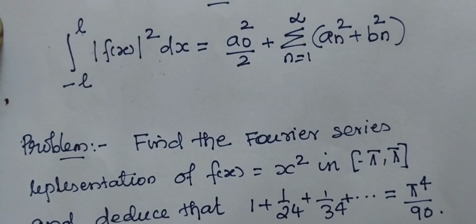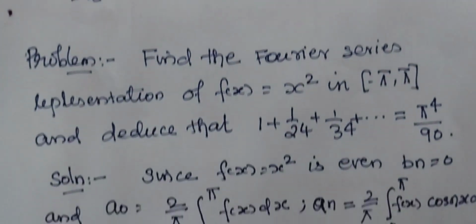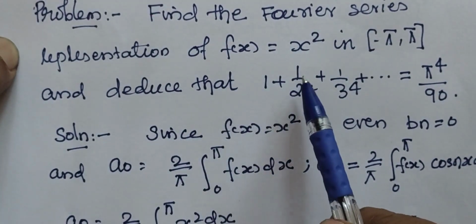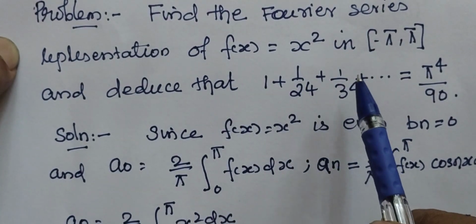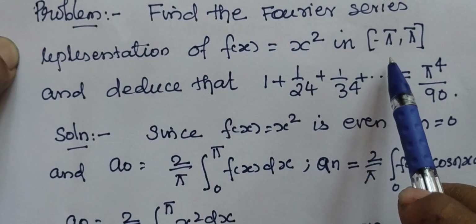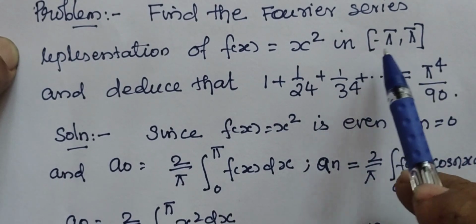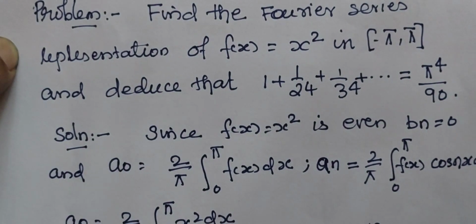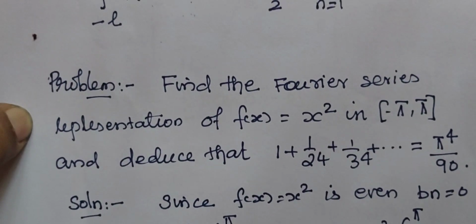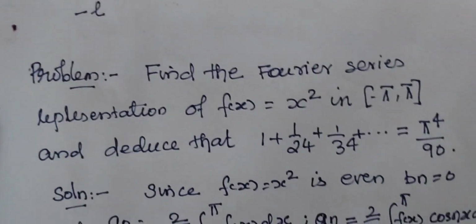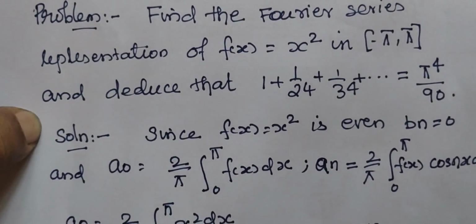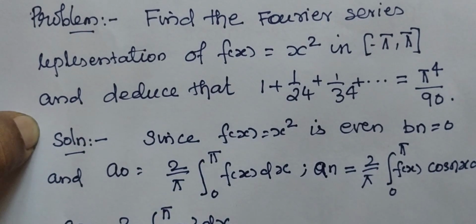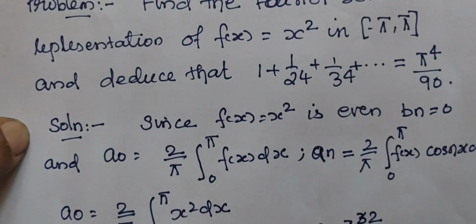So let us do one problem. Find the Fourier series representation of the function f of x is equal to x square in minus pi to pi. So here the limit is minus pi to pi. So we use the formula for minus pi to pi only. So the first part is the same as the previous method. We have to find a naught, a n and b n.